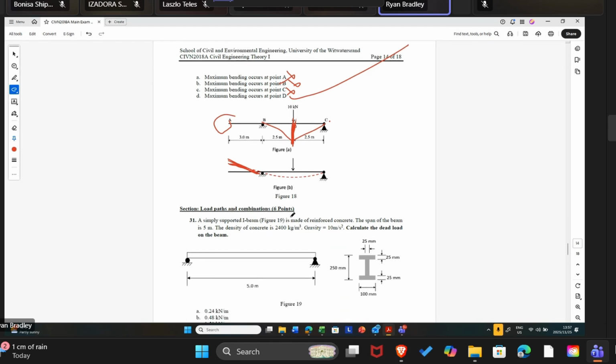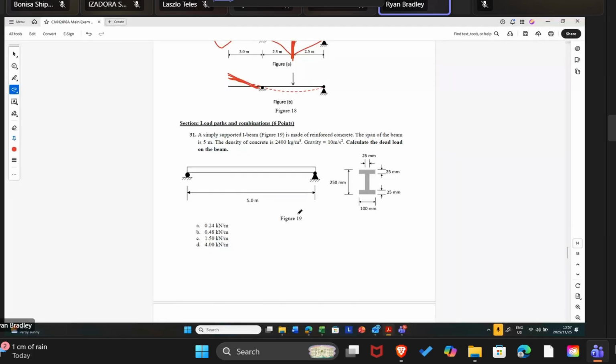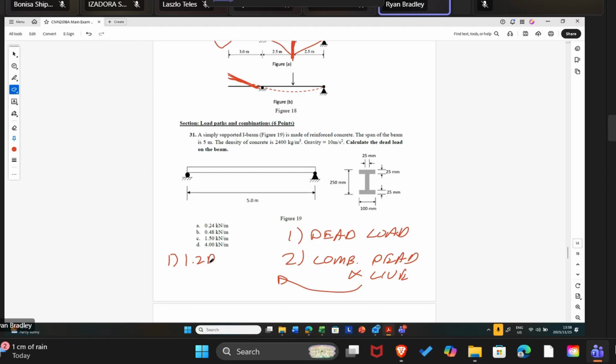And the final section included in this paper was on loading, which was the first section that we covered this year. In this section, we have to be able to work out dead load as one aspect. We have to be able to combine dead and live loads, using load factors and load combinations. So we have 2 load combinations: 1.2 dead load plus 1.6 live load, and combination 2, 1.5 dead load.